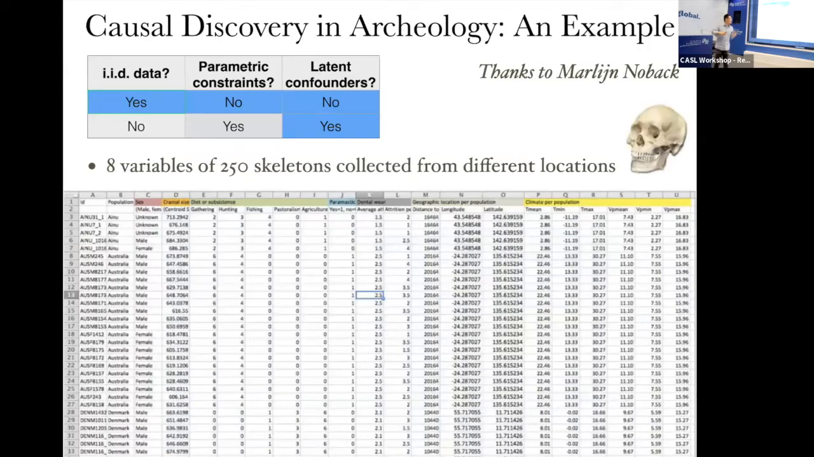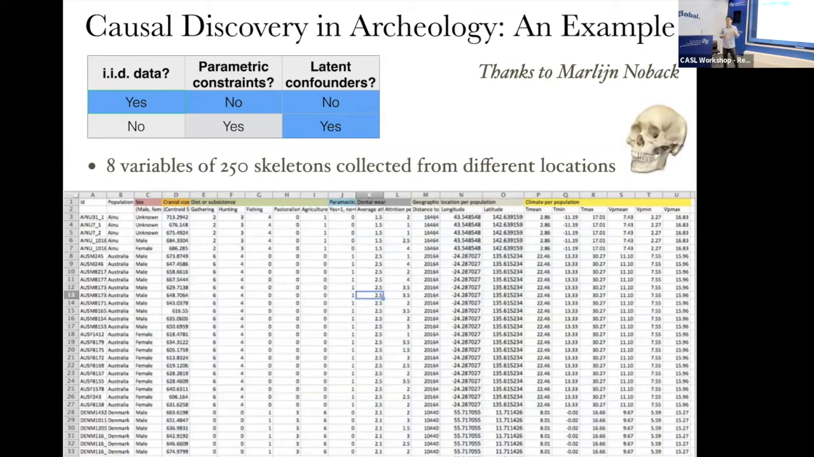So here, let me start with an example. This is a data set collected by my collaborator, Marlin Novak. In archaeology, they really want to see why people in different areas look different, right? They collected 250 skeletons. They try to see the reasons of the difference. The features include sex, cranial size, diet, location, climate, and so on.